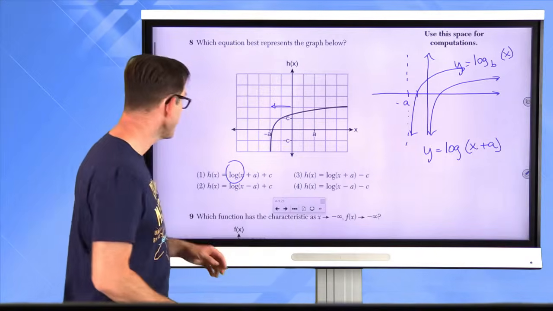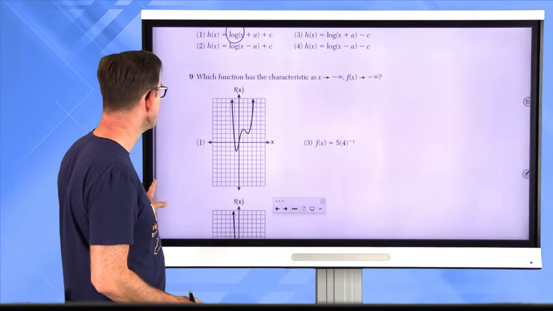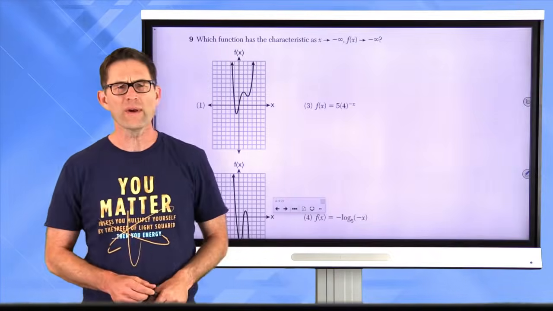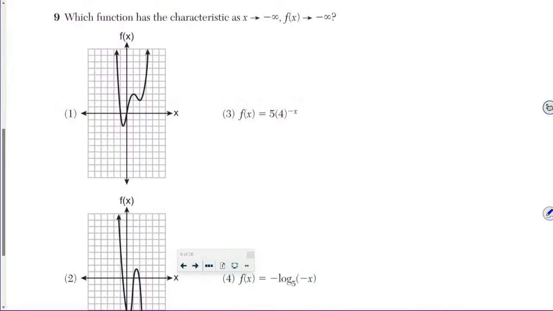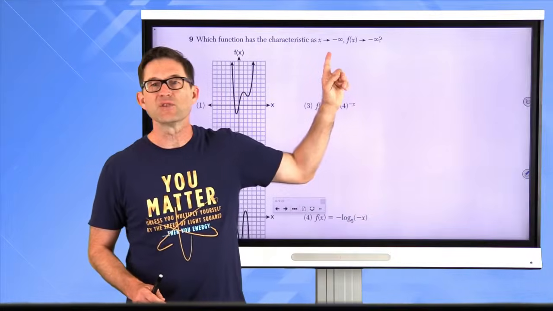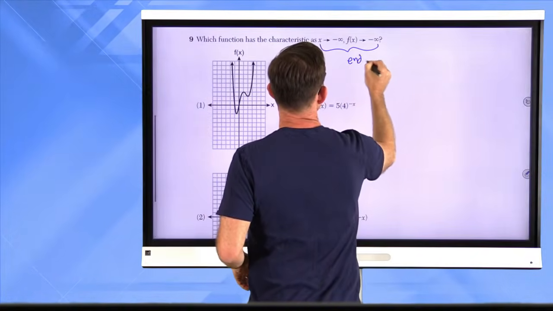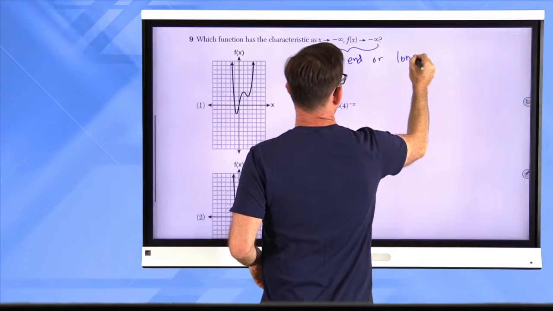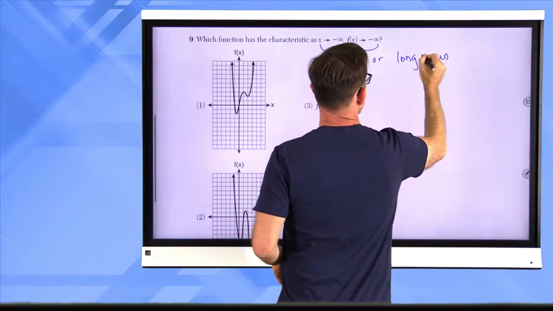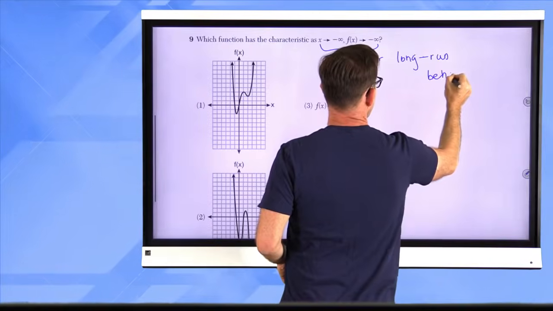All right, that being said, everybody makes mistakes. Let's take a look at question number 9. Which function has the characteristic that as x approaches negative infinity, f of x approaches negative infinity? All right, so let's interpret this. This is what's called end behavior, or long run behavior.